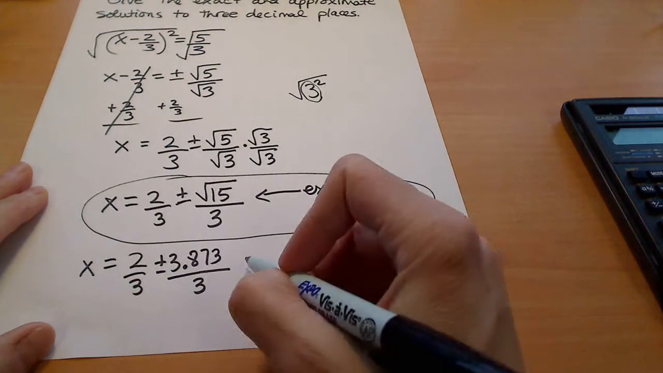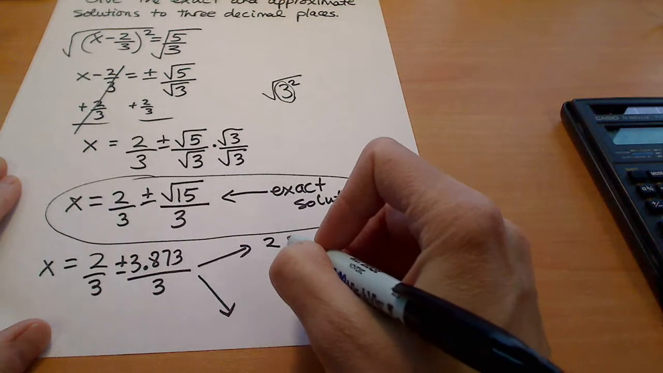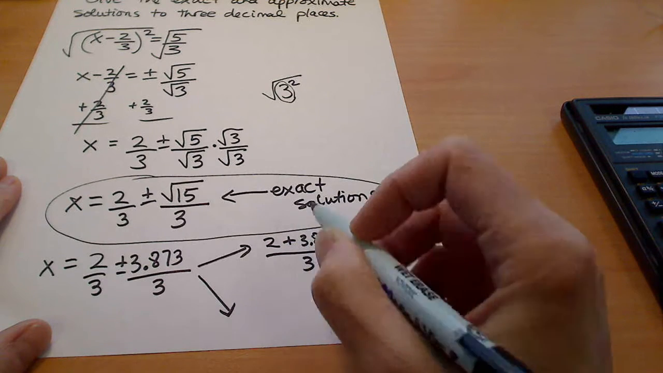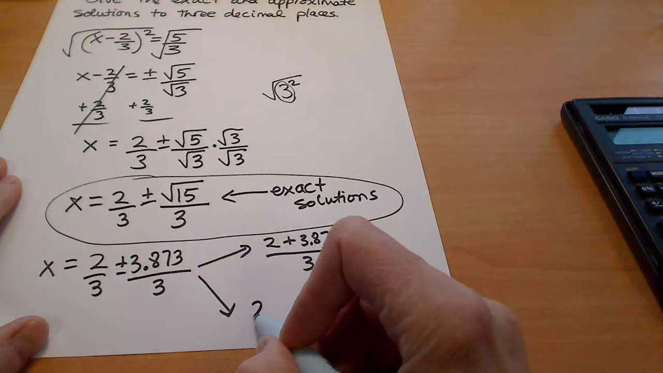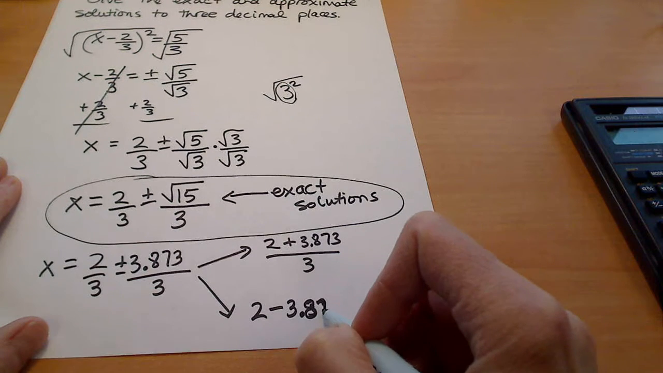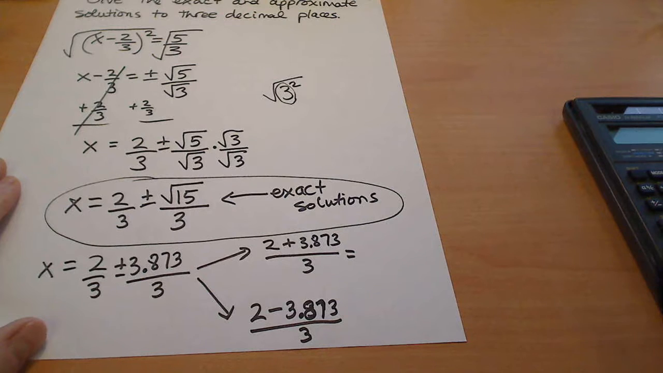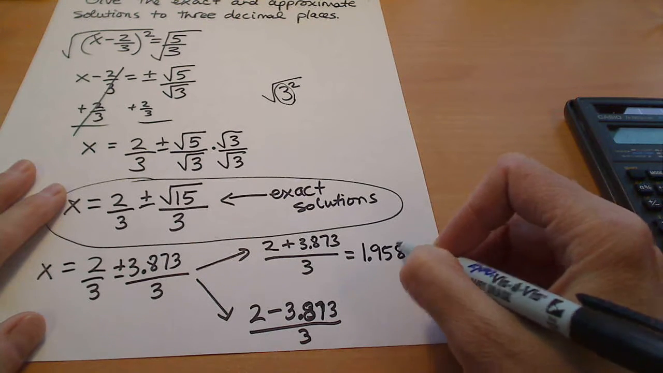Okay, so this actually becomes 2 different things that we want to calculate. So it's going to become 2 plus 3.873 all over 3. And I'm just writing it over a common denominator here because we have a common denominator. And then same thing here, 2 minus 3.873 over 3. And if you just do those calculations, so we have 5.873 in the top and divide by 3, then we get 1.958, I'm going to round that to 1.958.